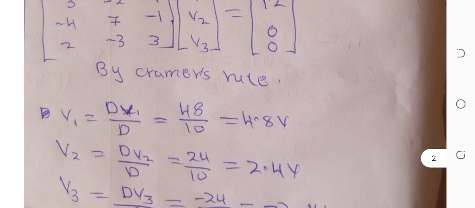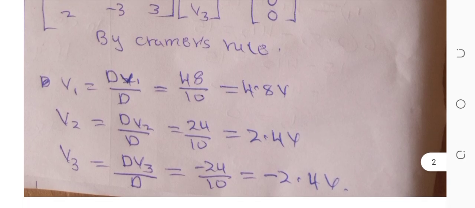Cramer's rule says that V1 is equals to dV1 all over D, that's 48 divided by 10, which is equals to 4.8. Then V2 is equals to dV2 divided by D, which is equals to 2.4. Then V3 is equals to negative 2.4 volts.